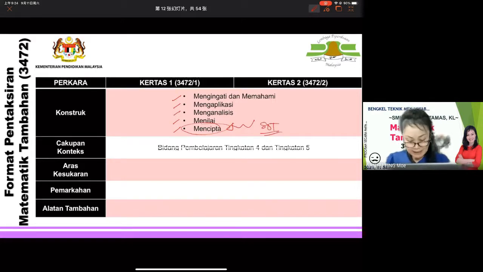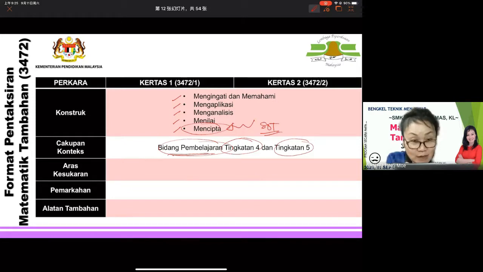Okay, the coverage is all the learning in Form 4 and Form 5. See or not? Learning areas. They never say refer to the textbook or the reference book or the workbook. It's learning areas. Where do you get these learning areas? Can you respond? Where can you get these learning areas?